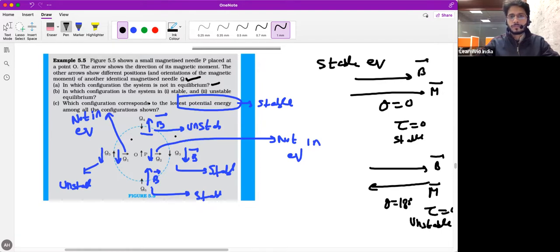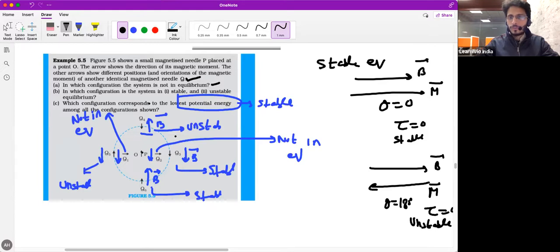P is the source of magnetic field. You have two magnets, and P is generating the magnetic field. Now, Noor, tell me, this is P and this is Q4. So what is the direction of magnetic field here due to P?